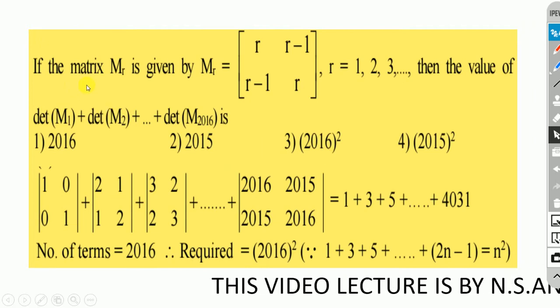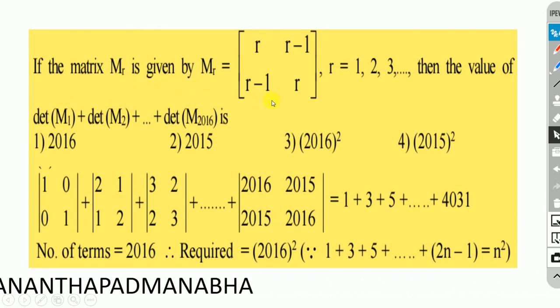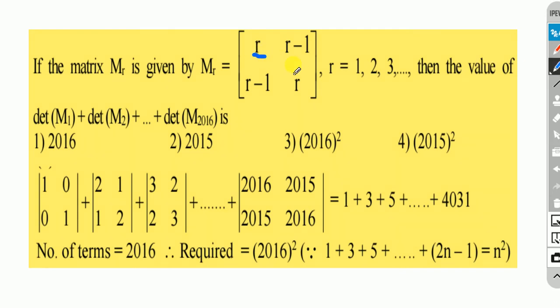If the matrix MR is given by MR is equal to R, R minus 1, R minus 1, R, where R is equal to 1, 2, 3, etc., then the value of determinant of M1 plus determinant of M2 plus up to determinant of M 2016 is, options 2016, 2015, 2016 square and 2015 square. See, this is a general representation of the matrix MR. So determinant of M1 means put R is equal to 1. When R is equal to 1, I have this determinant value as 1, and 1 minus 1 here is 0.